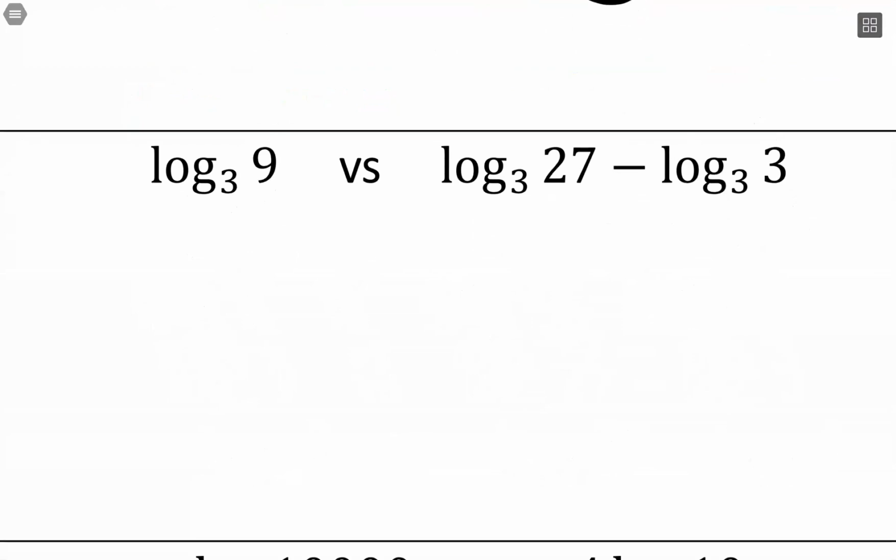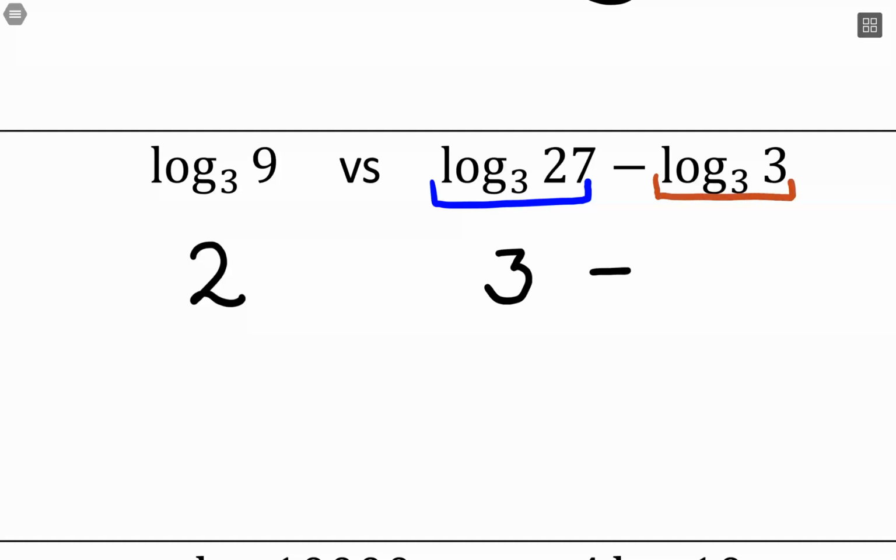Let's look at this next example. Log base 3 of 9. I'm thinking 3 to what exponent gives me 9, and that exponent I would need is 2, because 3 squared is 9. Over here, log base 3 of 27, so 3 cubed gives us 27, so I need that exponent of 3. And then minus log base 3 of 3, that's our identity rule, where those numbers match up. That means we need an exponent of 1. So 3 minus 1 is 2.